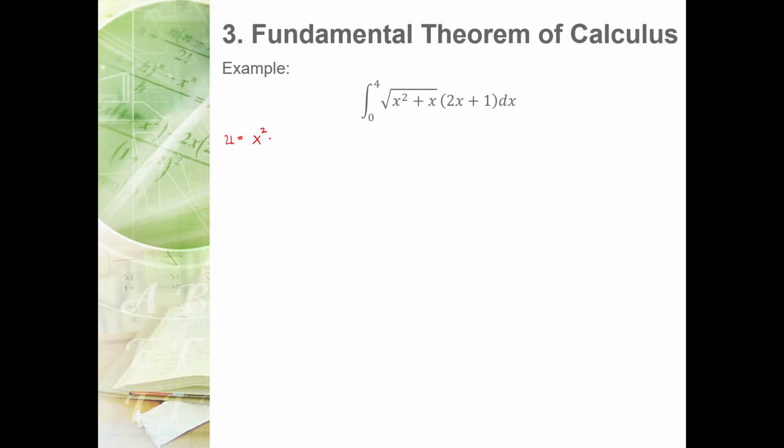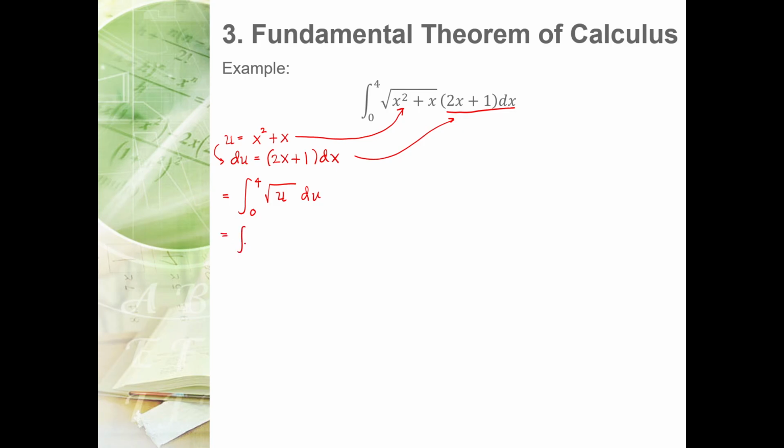So u is x squared plus x. Okay, so getting the derivative, the derivative of u is equal to 2x plus 1 dx. So notice that this one is the term here, 2x plus 1. Then the u is the term inside the radical expression. So the equation becomes, from 0 to 4, the square root of u du.